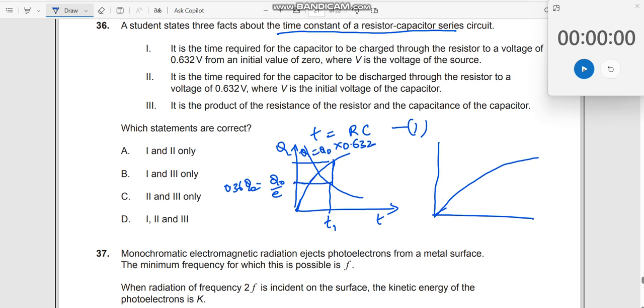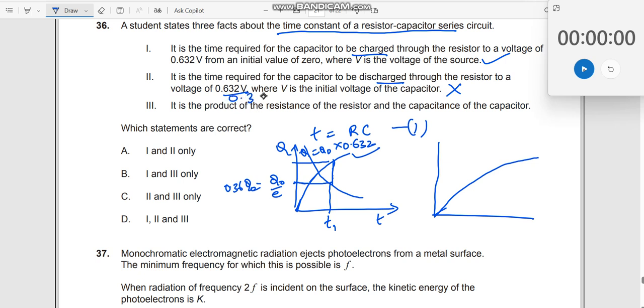So now let us look at the definitions here. First one: it's the time required for the capacitor to be charged through the resistor to a voltage of 63.2 volts from an initial value of 0. So the first one complies with it. First one is correct. Then the second: it is the time required for the capacitor to be discharged through the resistor. See, here it's already charging. Here it is discharging, but the value is not changing. So definitely this is incorrect.